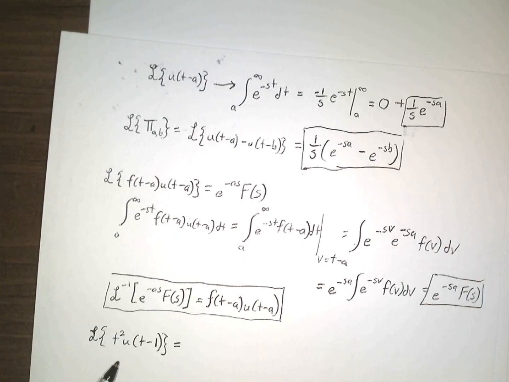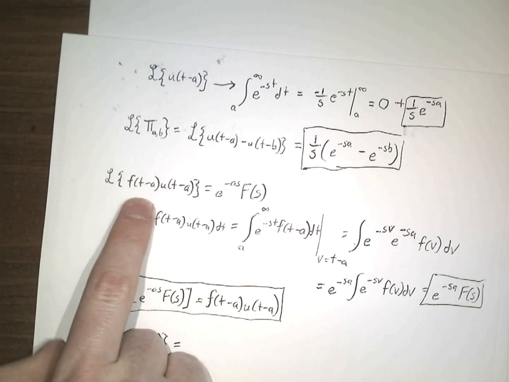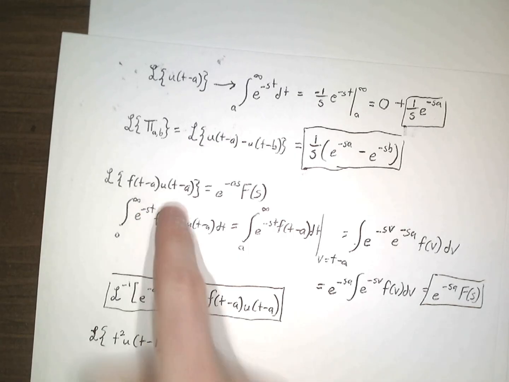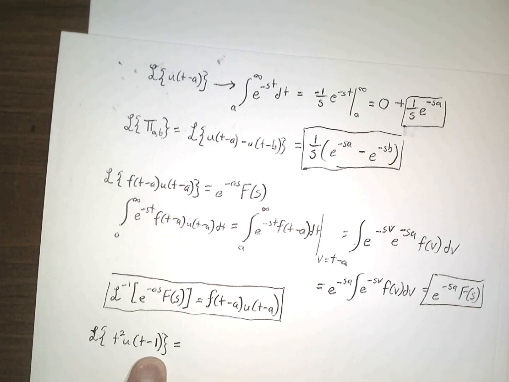We use our identity over here, where we have f(t minus a) times u(t minus a). Here, a is equal to 1. This t here isn't shifted as is, so we need to think a little bit. We need to think what function, when we subtract 1 from it, gets us t squared.